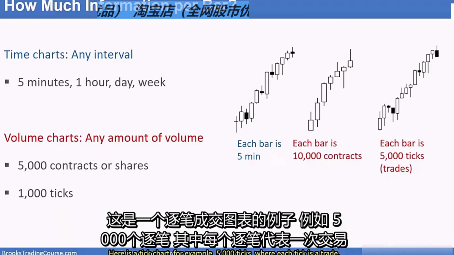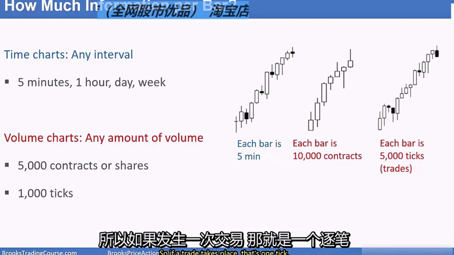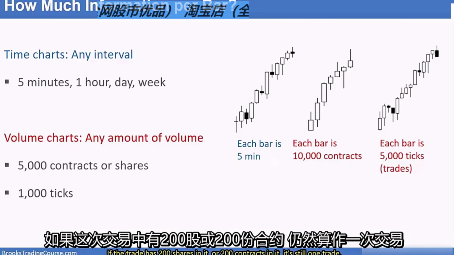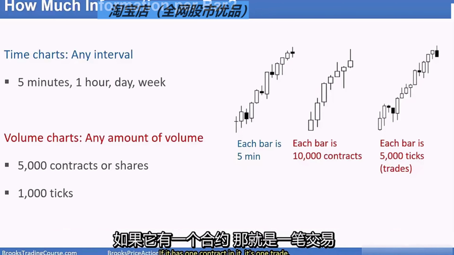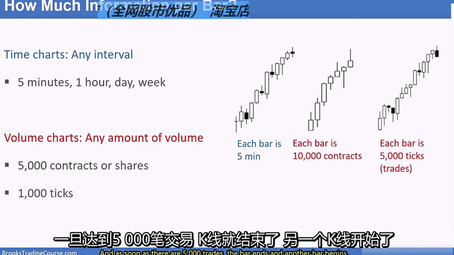Here is a tick chart. For example, 5,000 ticks, where each tick is a trade. So if a trade takes place, that's one tick. If the trade has 200 shares in it or 200 contracts in it, it's still one trade. If it has one contract in it, it's one trade. And as soon as there are 5,000 trades, the bar ends and another bar begins.